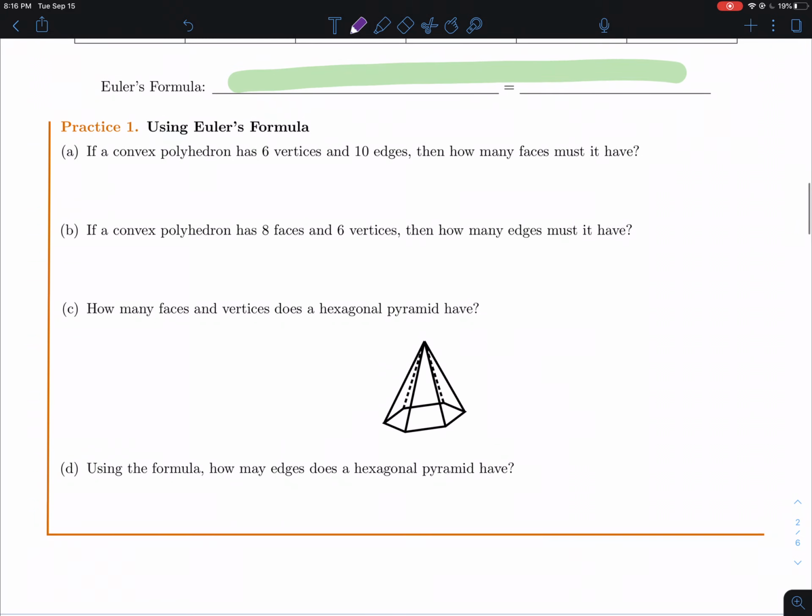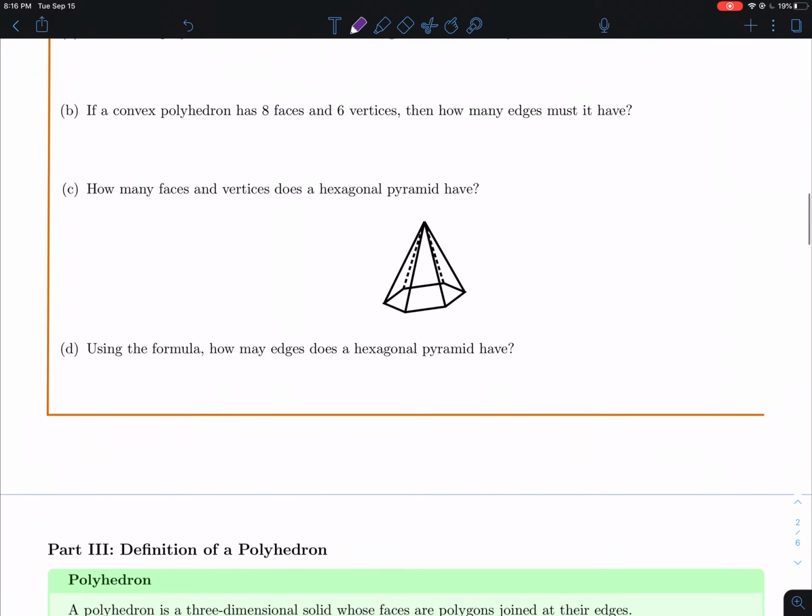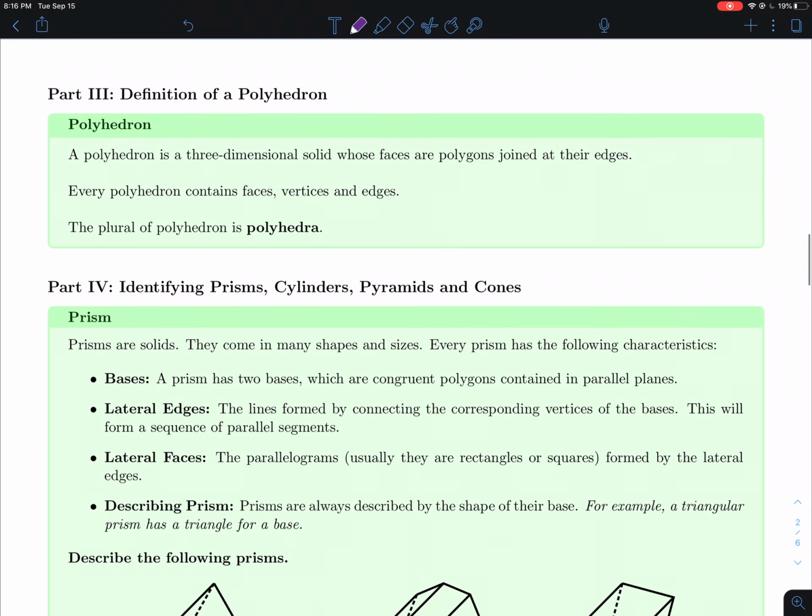So this gives you a couple different scenarios for vertices and edges, and you're going to find the faces and stuff. So I'll leave that for you guys. And so now let's talk about some definitions.